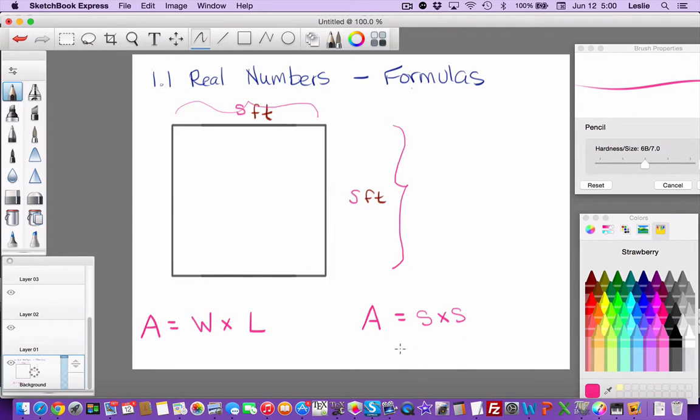We have a shorthand for anything multiplied by itself. For S times itself, I'm going to write S to the power of 2, or S squared. The use of the word squared to mean to the power of 2 is not an accident. We've squared the length of S.